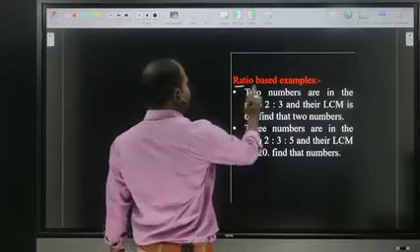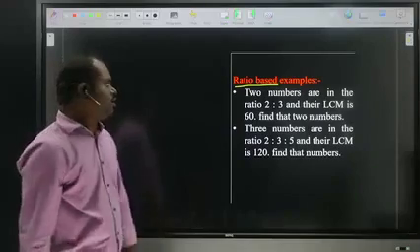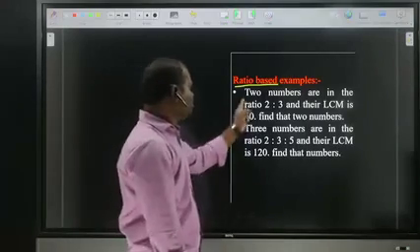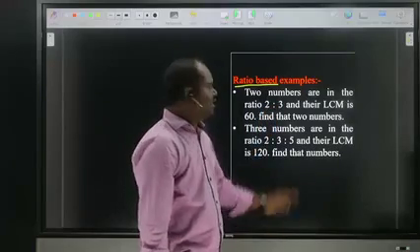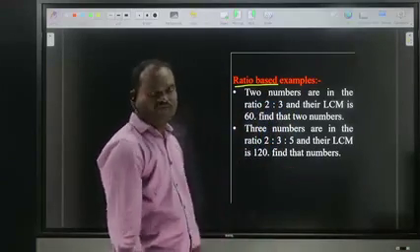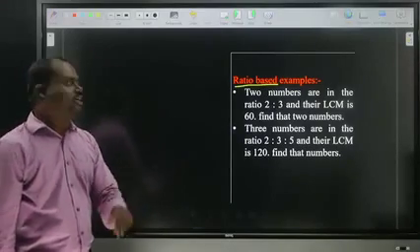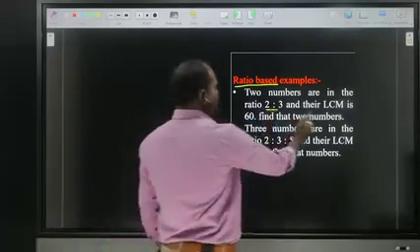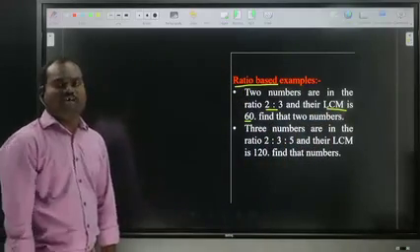Now we are looking at ratio based questions. Earlier it was the normal case, but now we are looking at ratios. Observe my first question. Two numbers are in the ratio 2 is to 3 and their LCM is 60. Find the two numbers. What did I say? Two numbers are in which ratio? 2 is to 3, and their LCM is 60. What are the two numbers?